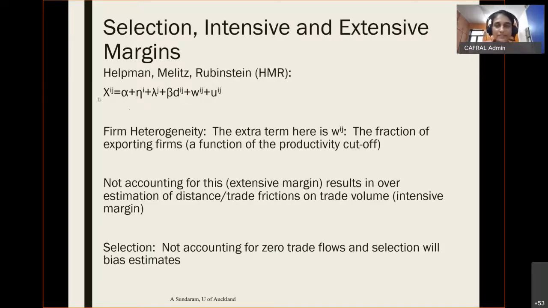Okay. So what do Helpman, Melitz, and Rubinstein say? They say that your augmented gravity model should look like this. You have exports on the left-hand side between countries I and J as a function of I-specific variables. So this could be multilateral resistance, the GDP of country I, right? And similarly, GDP of country J, multilateral resistance of J, distance between I and J, and then this extra term Wij. Okay, so the extra term Wij is the fraction of exporting firms, which is a function of the productivity cutoff in these countries. So not accounting for this fraction, this extensive margin, is going to result in overestimation of the distance, or in other words, the bilateral trade friction variables on the intensive margin. Okay, so we have to account for that extensive margin impact.